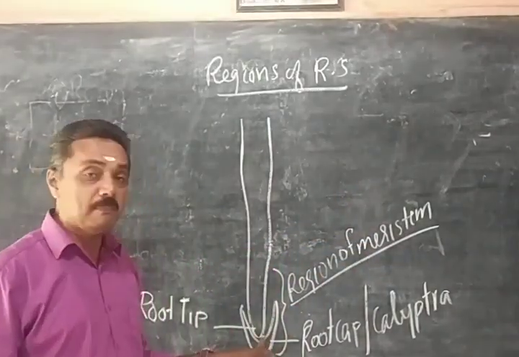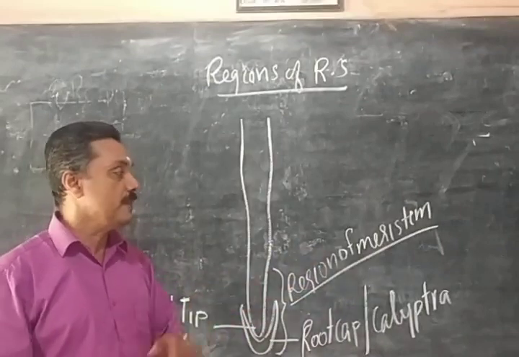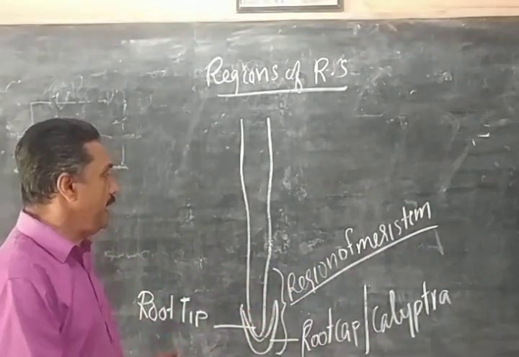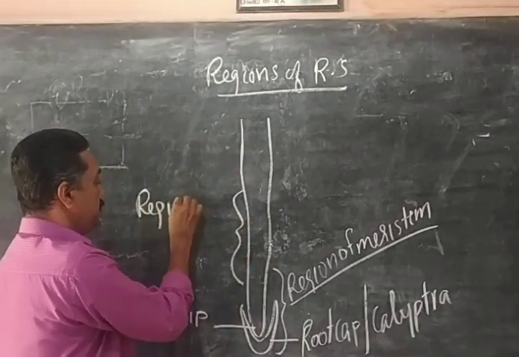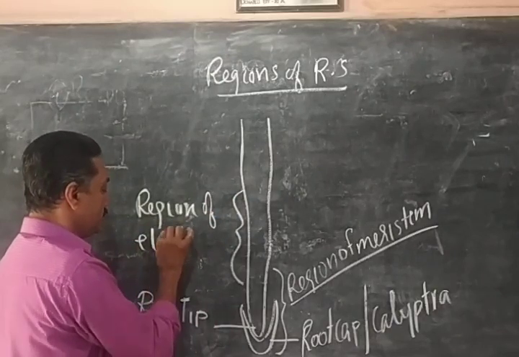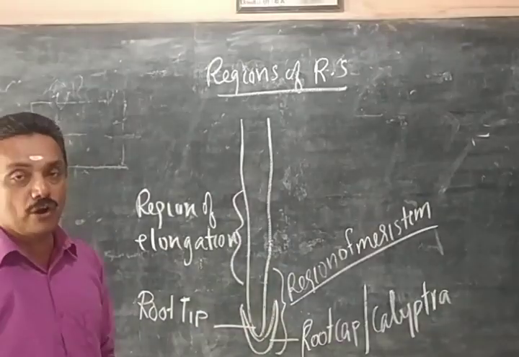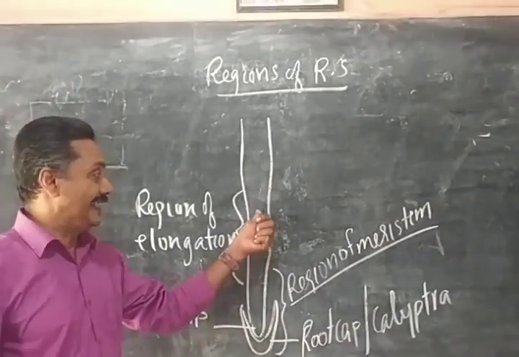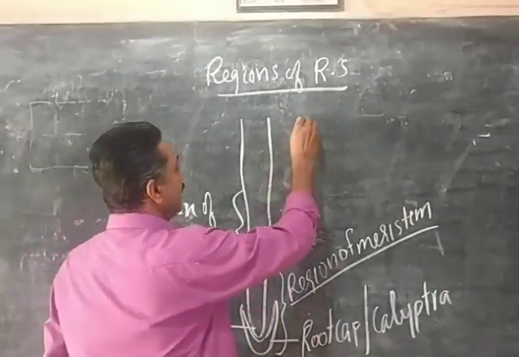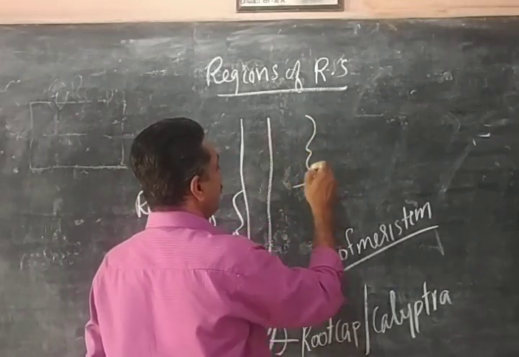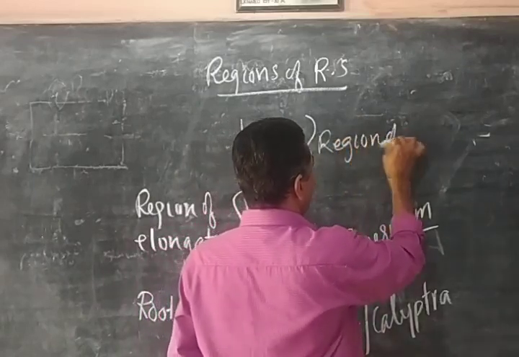The tip region of the root system, including the root cap, is totally called a region of meristem. Behind that there is a region called the region of elongation. This is where the growth, or length increase, is very fast. The length-increasing region is called the region of elongation. And behind that there is a region called the region of maturation. This is the third part.